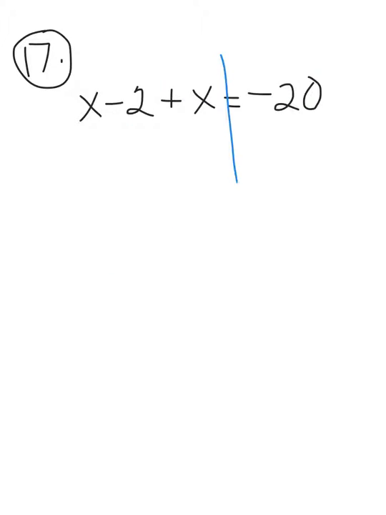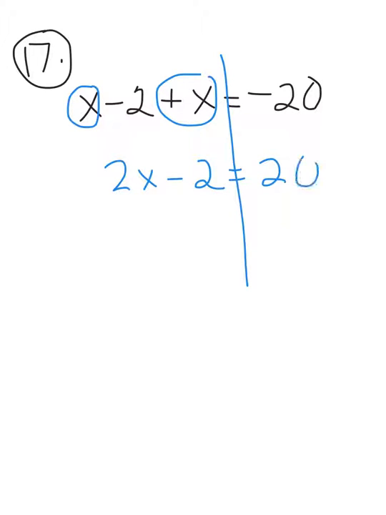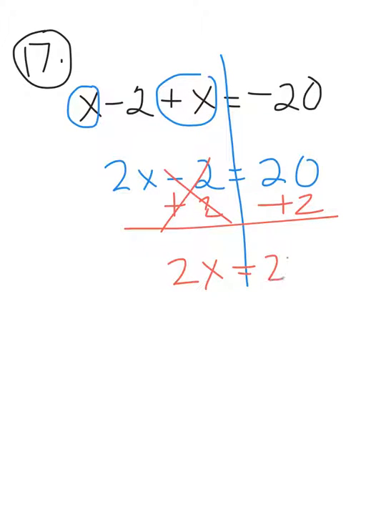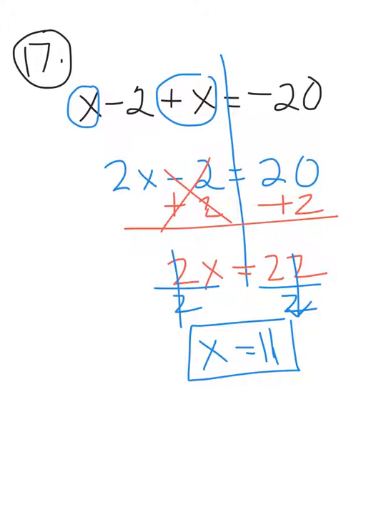Okay, this one, here's my equal sign. I see this variable and this variable. I'm going to combine them. X plus x is 2x minus 2 equals 20. Plus 2 on both sides. And this will cancel out. 2x equals 22. Divide by 2. Divide by 2. That is 1x equals 22 divided by 2, 11. And that was number 17.